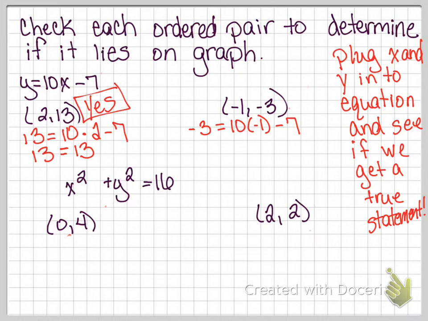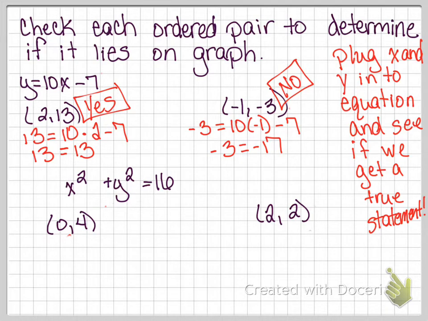-10. What's -10 minus 7? Good. Is that a true statement? No. So what that means is this point, if we graphed y equals 10x minus 7, that point, -1, -3, would not be on that graph. That is algebraic of what's happening there. Okay?